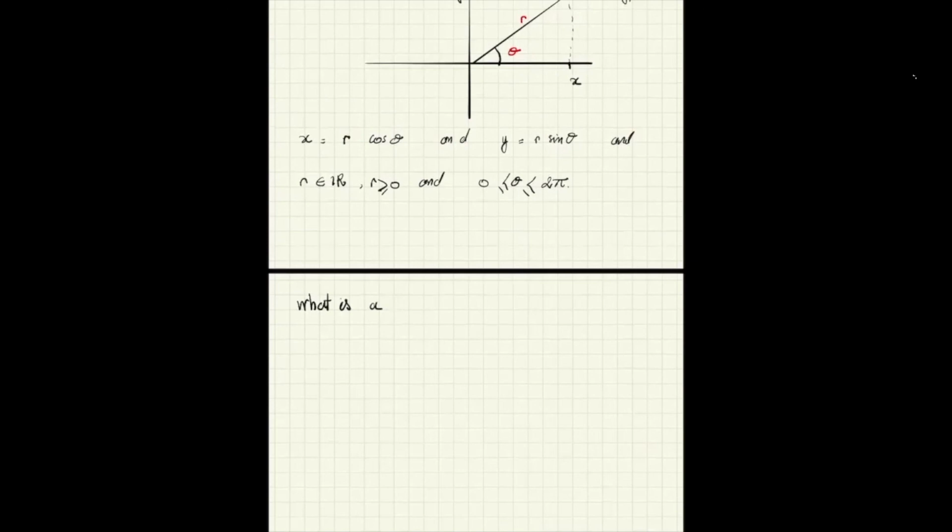What is a polar rectangle? This is a rectangle that looks like this. If we do the same thing as we did with x and y, we'll have r and theta, where r is between some numbers a and b. Remember, we did the same thing with a, b, c, d, and that was given as a rectangle. Now we're going to do the same thing with r and theta. And instead of c and d, we're going to call the theta bounds alpha and beta, because these are angles.